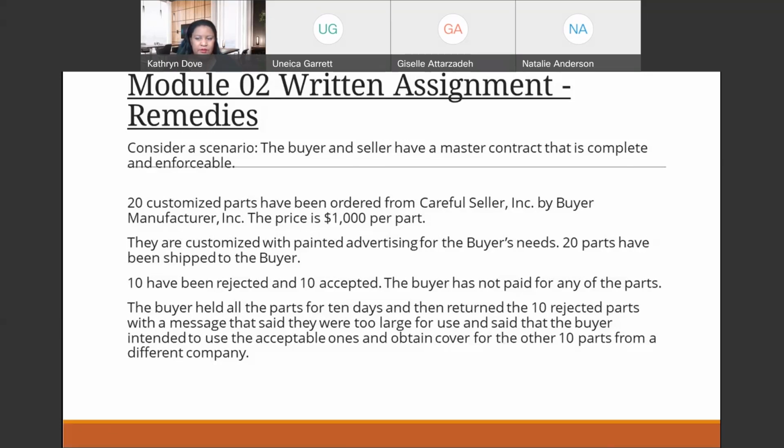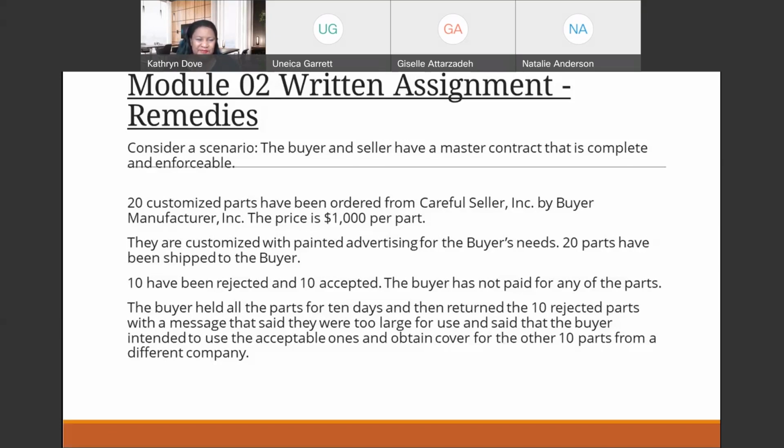Sure, let me repeat the scenario. The buyer has ordered 20 customized parts. The seller sends 10 conforming, 10 non-conforming. The buyer sends 10 of them back and says, I am going to cover with a different person.